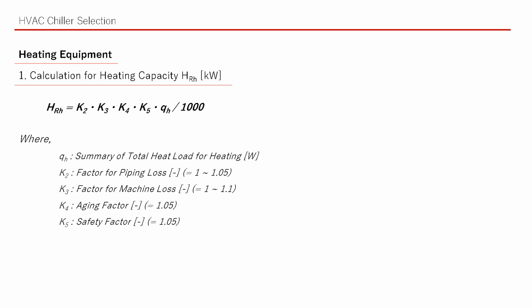Heating side also uses almost the same formula. 1. Calculation for heating capacity HRH. This time K1, pump loss, was omitted. This is because the temperature rise of water by the pump works on the advantageous side.